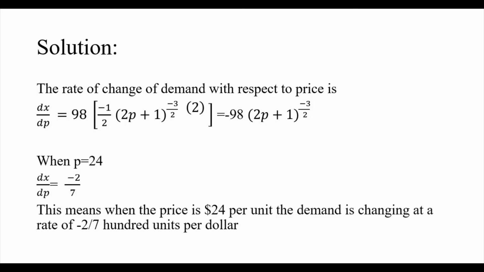Now we're going to find the rate of change in demand when p is equal to 24. To do that, we're going to plug p into the resulting function. The final answer is going to be negative 2/7. To interpret that, this basically means that when the price is $24 per unit, the demand is changing at a rate of negative 2/700 units per dollar.